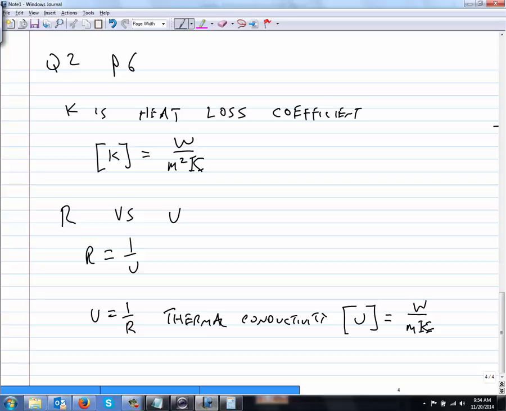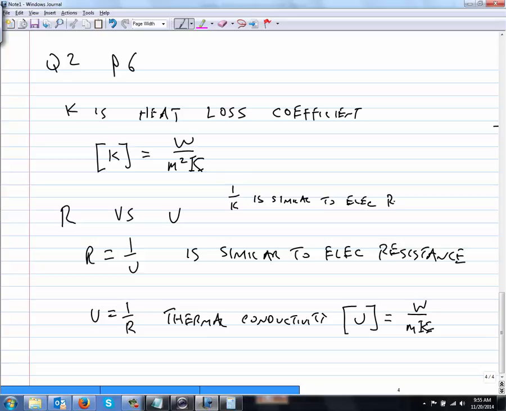yeah, so this R, this thermal resistance, is similar to electrical resistance. And so essentially, I'll just write it down here, 1 over K, because K is a lot more like U than R is, because U and R are opposites. 1 over K is similar to electrical resistivity. So R is similar to electrical resistance, and 1 over K is similar to electrical resistivity.